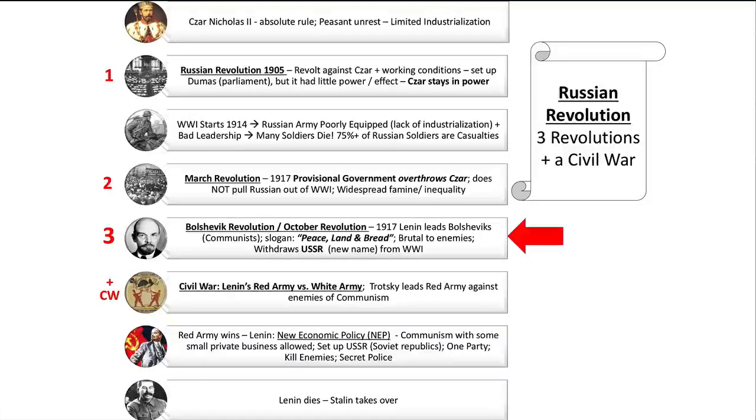When he dies, the country will be led by Joseph Stalin. And Joseph Stalin is a very influential person in the Soviet Union and a key figure in history. So Stalin takes over after Lenin.